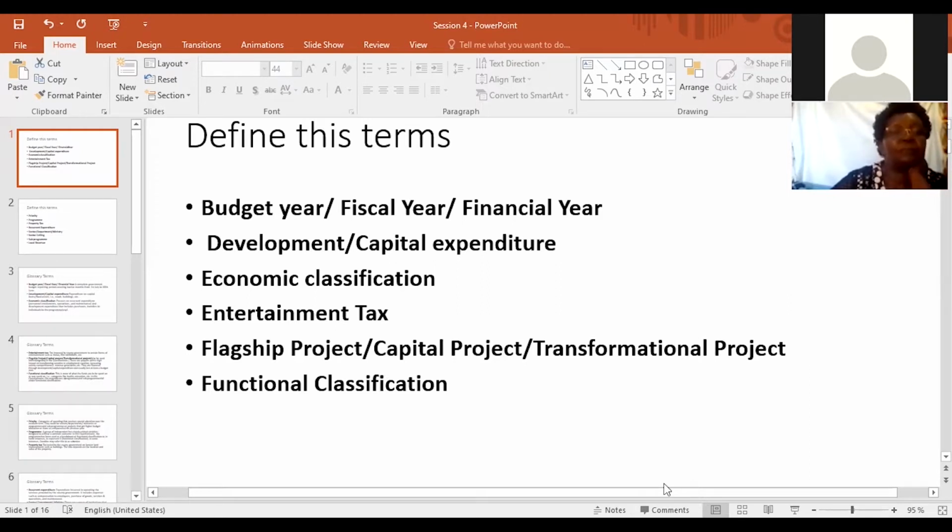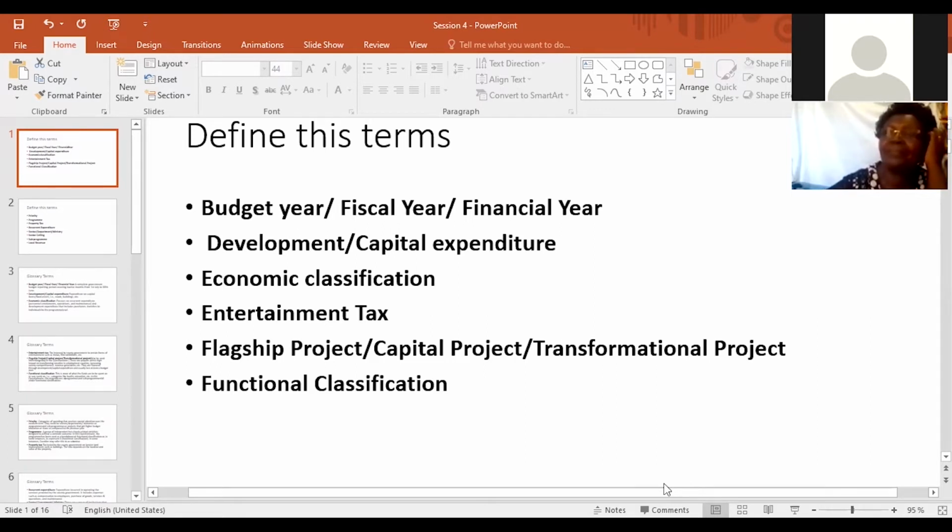Okay? So I would like you to look at some terms over there. Just randomly, kindly state what you think they mean, and then I'm going to get into the definitions later on. So, what is a budget year or a fiscal year or financial year? All of them are the same terms. The year within which some expenditure will be done.